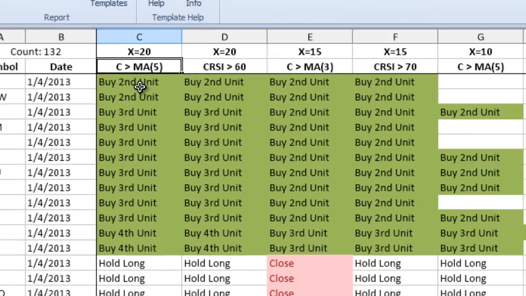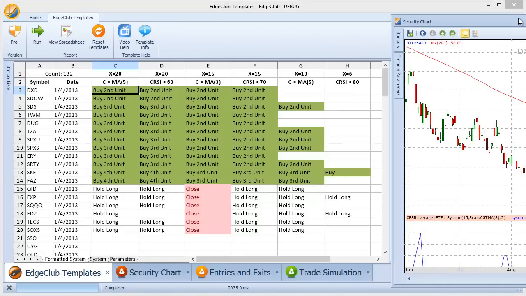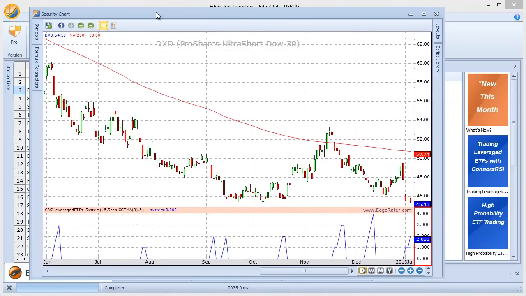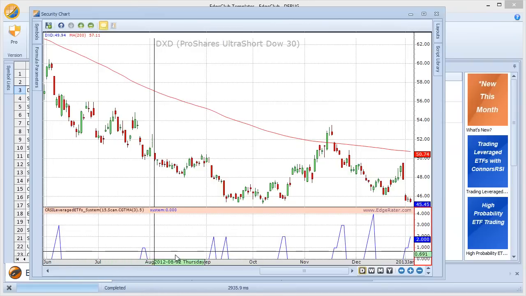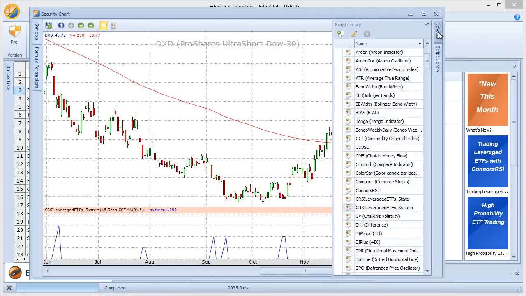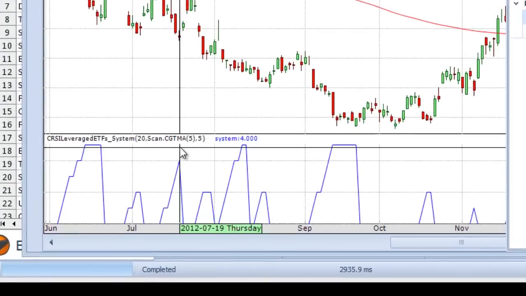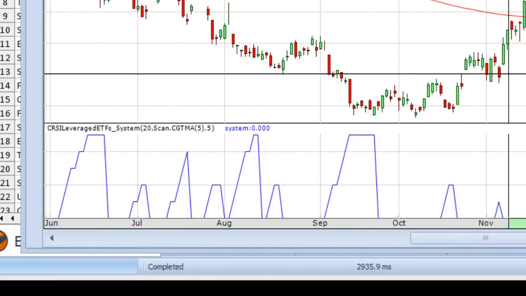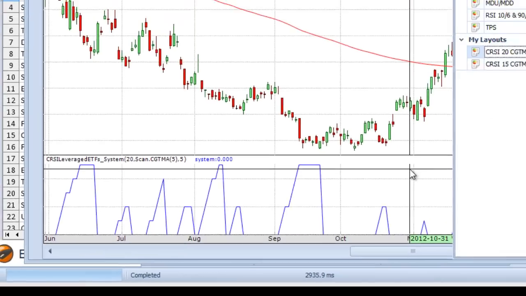To see this on a chart, you can just double click on one of these cells. So I'm going to double click on DXD, and my chart of DXD will pop up. I've already configured my chart so that it's showing me in the lower chart area the actual trading system, and I've got my layout set so that it's showing me the CRSI value of 20 and close greater than the 5-period moving average. That's the system that I have set in down here.